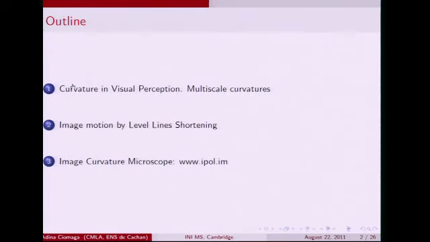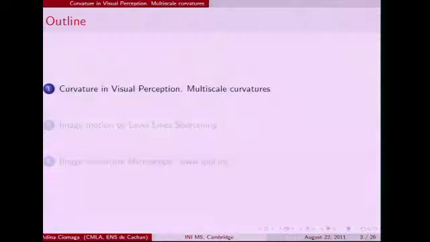So in the end, I'll talk about a visualization tool that we term image curvature microscope. And this visualization tool runs online on any type of image. So the first part concerns multi-scale curvature.